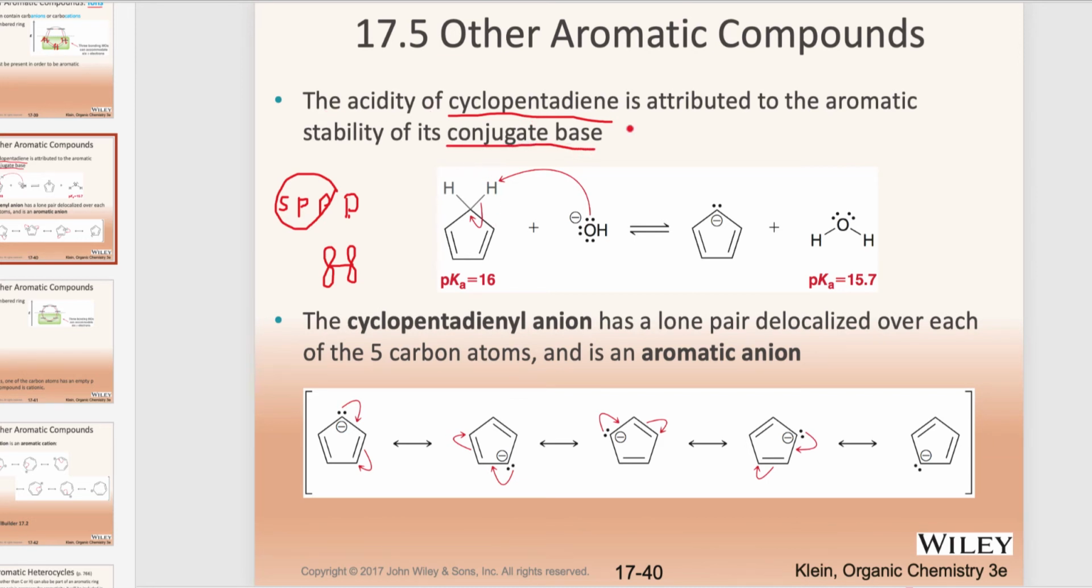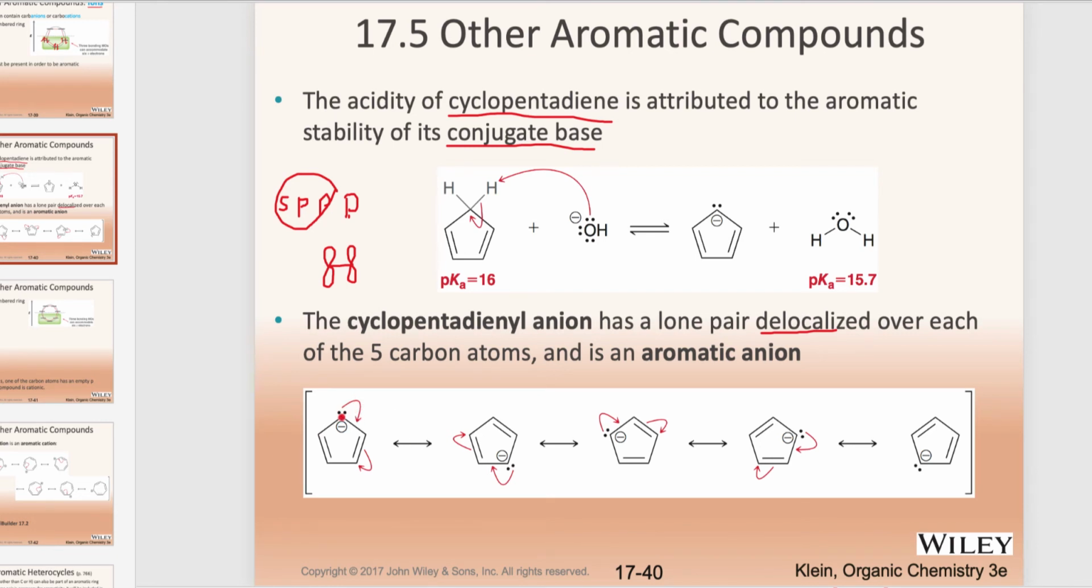So the acidity of cyclopentadiene is attributed to the aromatic stability of its conjugate base. This is aromatic. This is not aromatic. So it has a lone pair that can be delocalized over each of the five carbons, and it's an aromatic anion. So we're drawing curved arrows moving two electrons. If I increase the bond order here, and remember there's still a hydrogen that we may or may not want to show. For clarity, we often omit that, but you have to remember there's a hydrogen here, here, here, and here as well. And we're using curved arrows.